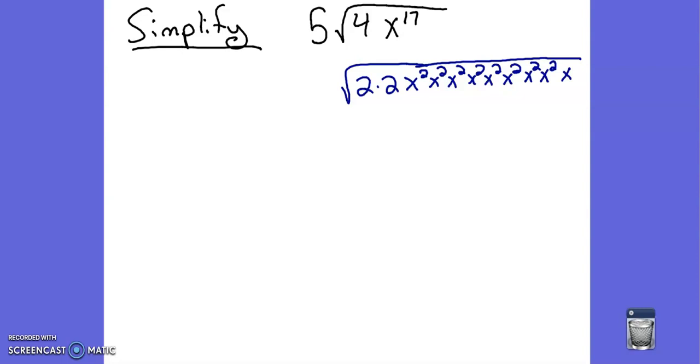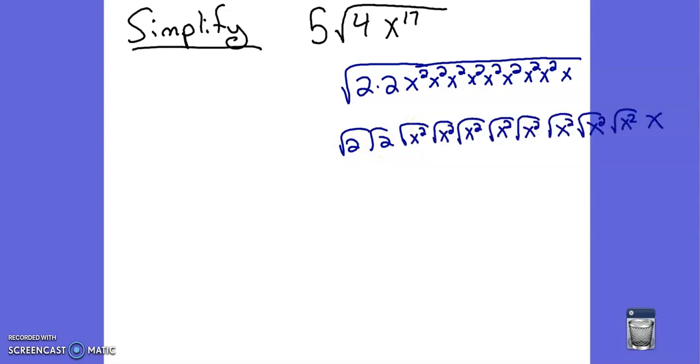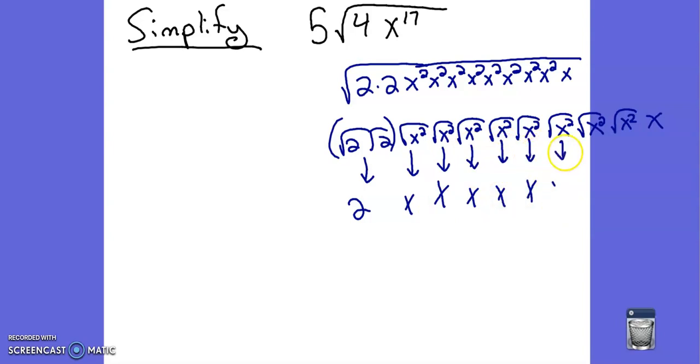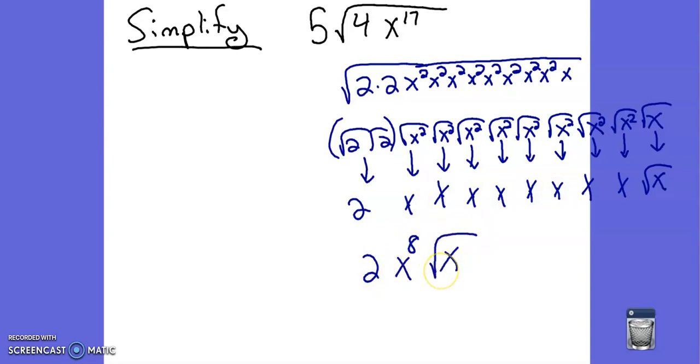So again, if you write these each individually, the square root of 2 times the square root of 2, and then each of these individually. So any pair that you see goes to a normal 2. This goes to a normal x. And again, this is just still stuck inside, square root of x. So again, if you simplify all this, 1, 2, 3, 4, 5, 6, 7, 8, x to the 8th power, and then you still have the square root of x.